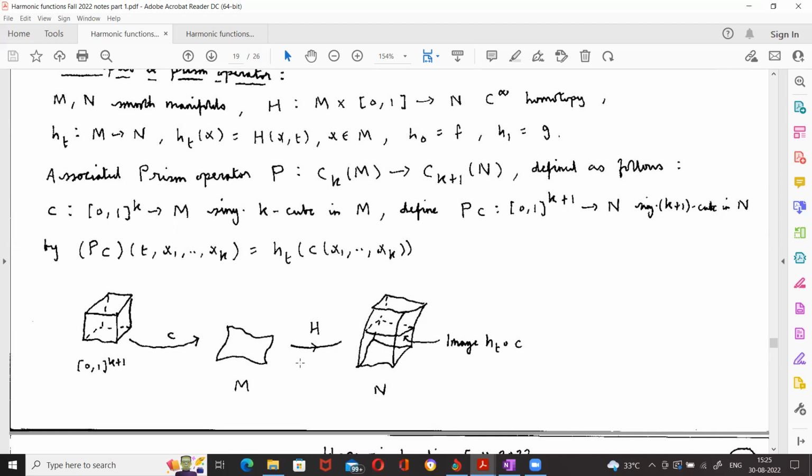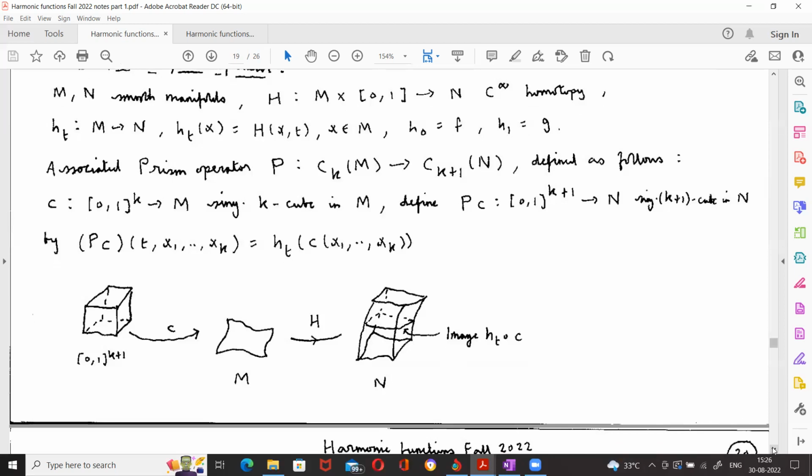Basically what I do is I map the bottom of the k plus 1 cube by c into M, and then I map it across by each of the maps ht. That defines a map from the k plus 1 cube into N. Is this picture clear? Yes, sir. Okay. So this is the prism operator.